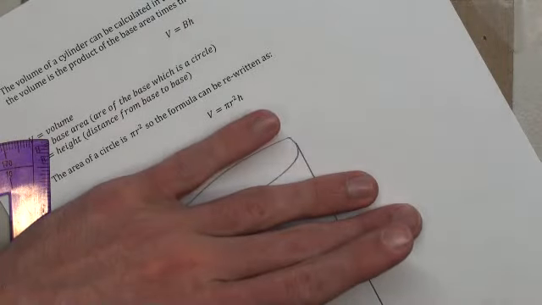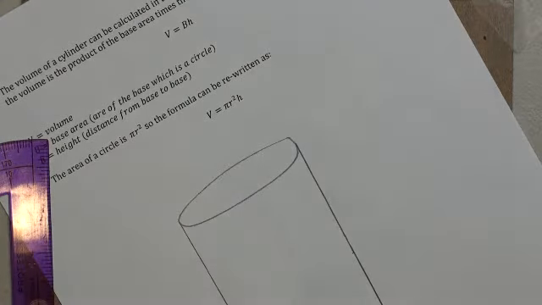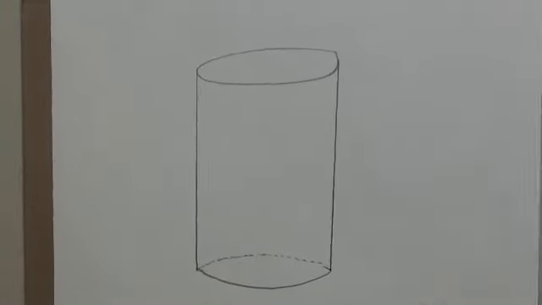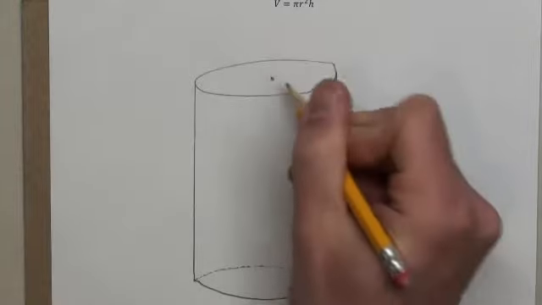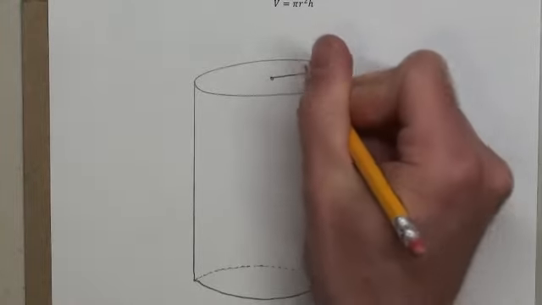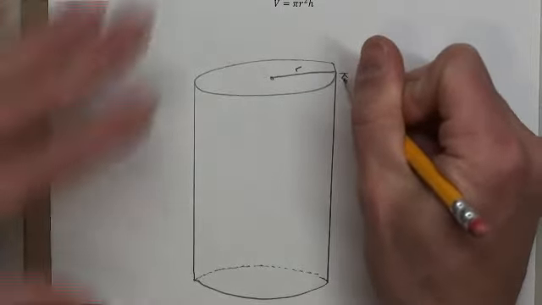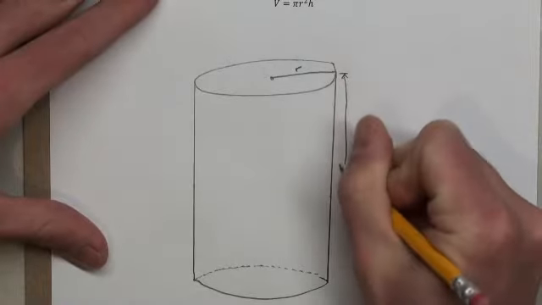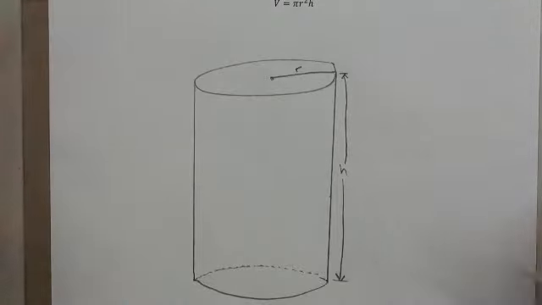We draw a curved bottom. Just like that. Okay? So, this is the radius. Again, this is the height. Okay?